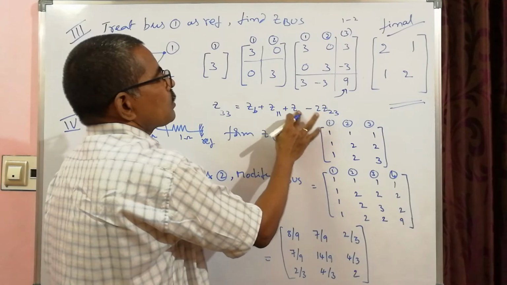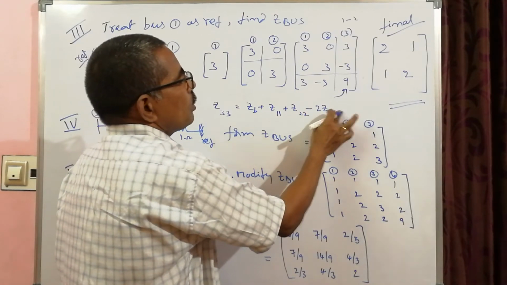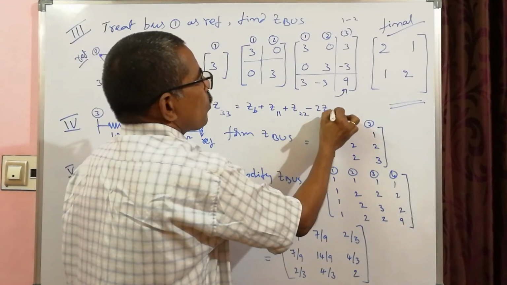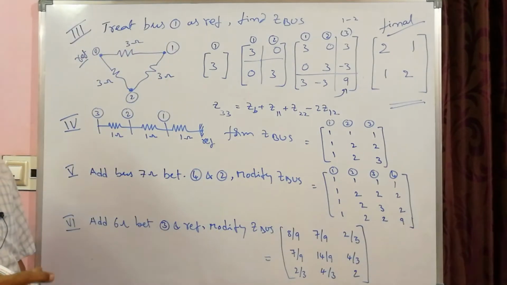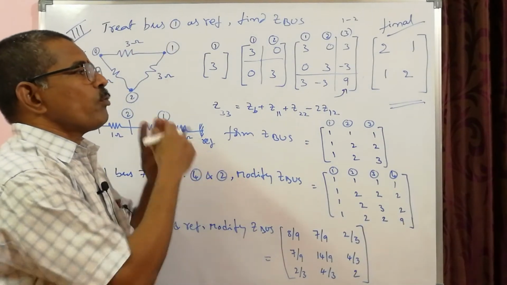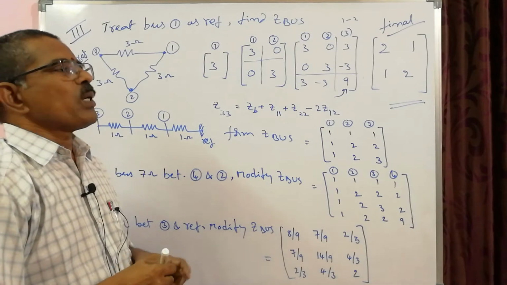Z11, Z22, 2Z12. Okay, how we are orienting, how we are naming the buses.